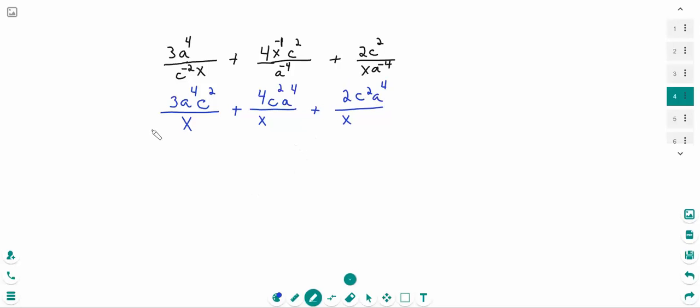So once again, obviously this is a contrived problem because we have common denominators again. Isn't that just amazing how that happens? So we're going to combine these. We're going to place all of them over the common denominator, x. We'll add the numerators. So we have 3a to the 4th c squared plus 4c squared a to the 4th plus 2c squared a to the 4th.